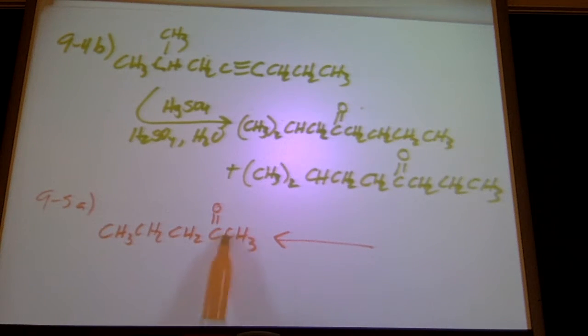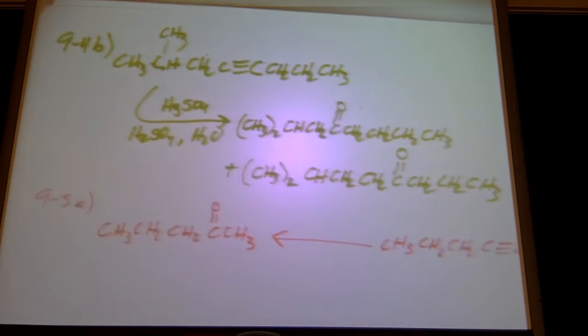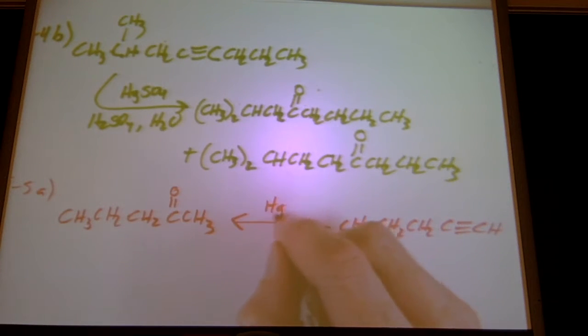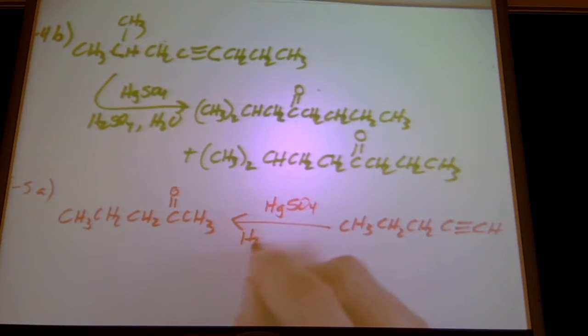So if I put my triple bond here, then I'll have a least substituted and a most substituted, and so I can control where it goes and only get one product. That would be what I would want to do. And I'd want to use the one that goes to most substituted, so the one with the mercury 2 catalyst.